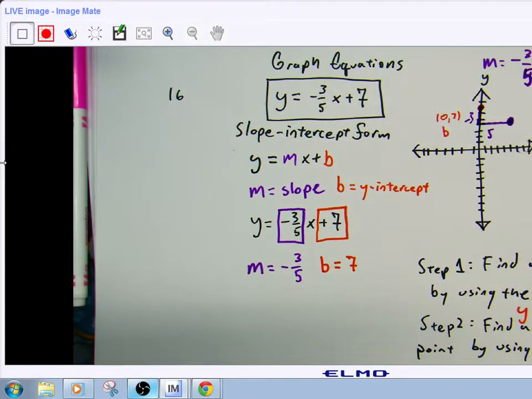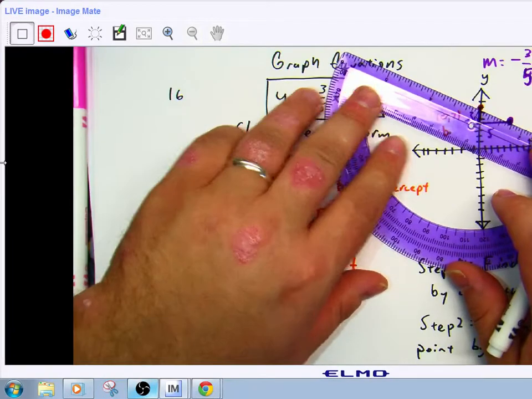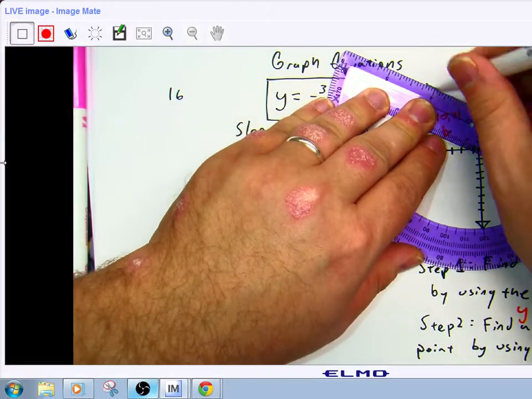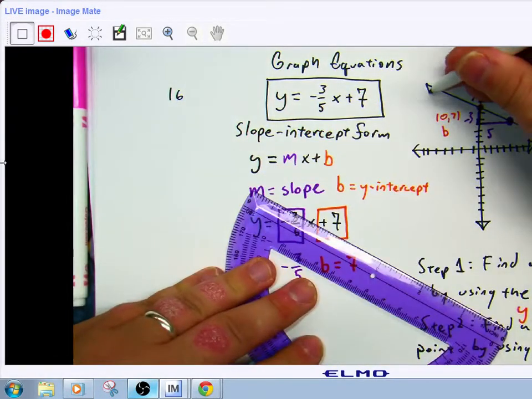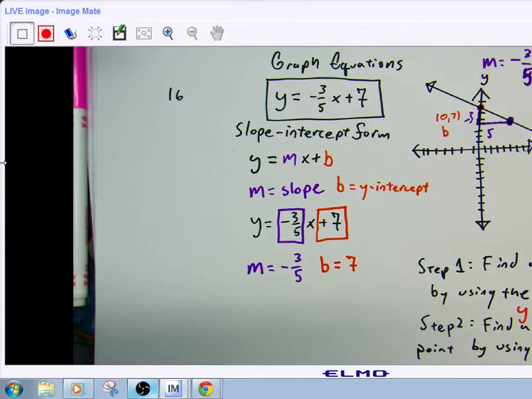So now that I have that, all I have to do is connect the dots, put arrowheads at the end to show that it goes on for infinity, and that is my line.